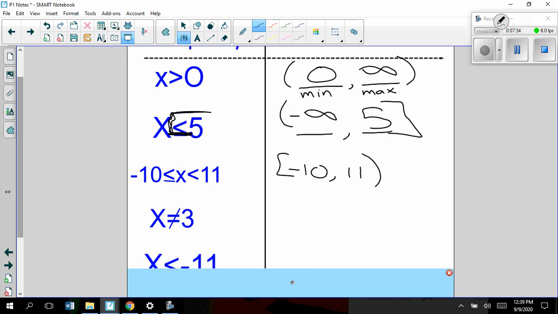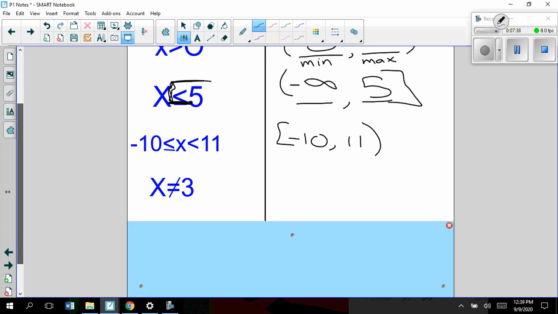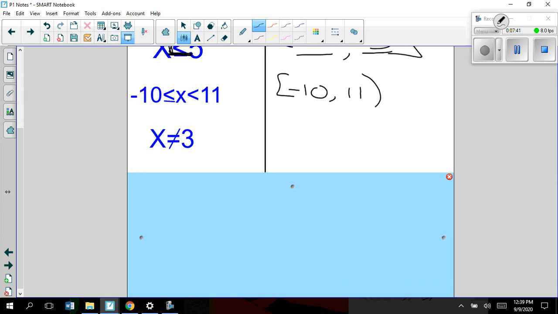All right, let's try this one. X is not equal to 3. So this throws a little different curveball at you, because you want everything except 3. One strategy, if you're struggling with these, is to draw your number line and see what it looks like. For the last one, if I would have drawn it, negative 10, 11, this would have been closed, this would have been open. And when I shade, you can see it's in between. So this mirrors right to that interval notation.